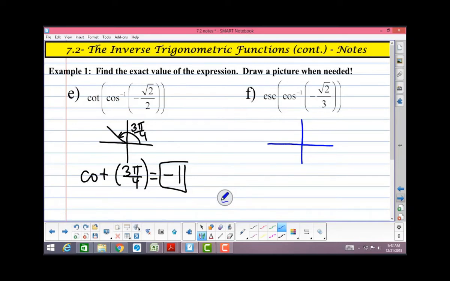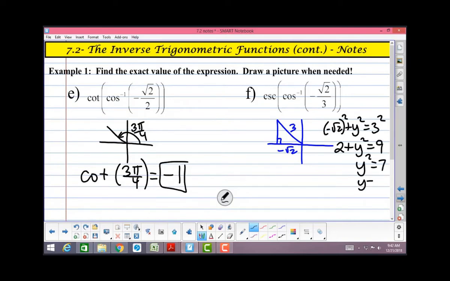And we're asking, where is the cosine negative root 2 over 3? If it's negative, we know it's in the second quadrant because this is cosine. The x value is going to be negative root 2. The r is 3. Use Pythagorean theorem to find the corresponding y value. So we end up getting y squared ends up being 7. So y is the square root of 7. I'll give you time to write that down. I think that was a little fast.